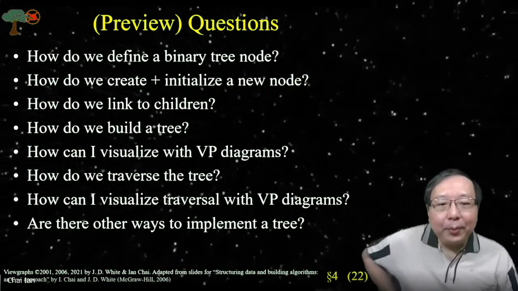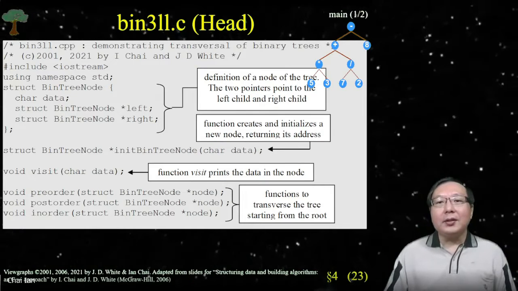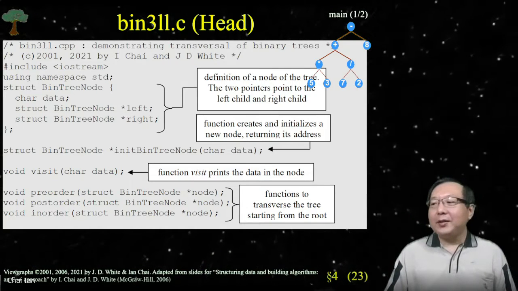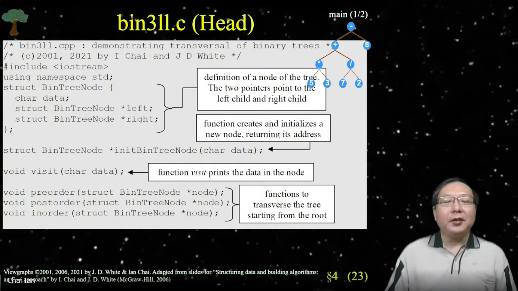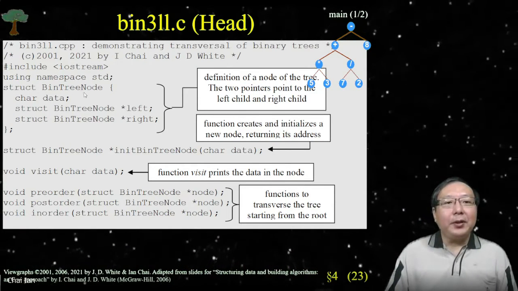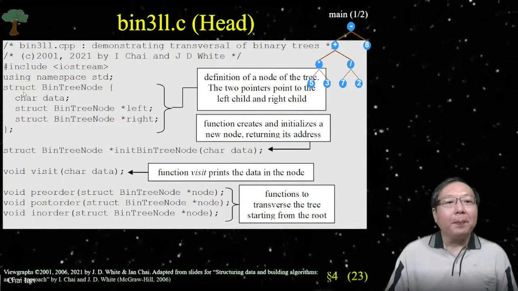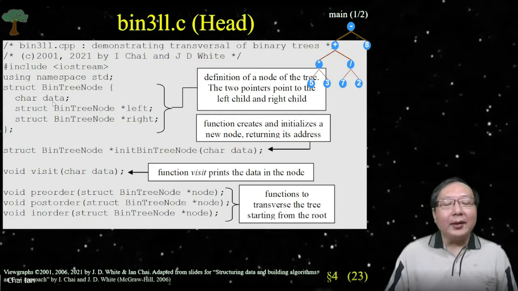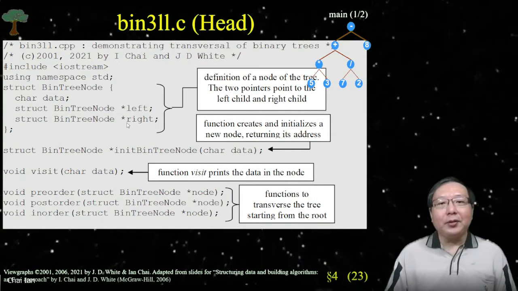And are there other ways to implement a tree? Okay, so here is the code for a linked list implementation of a binary tree. Here we're going to make this bin tree node, and it has a data which is just a character, and it has a pointer to the left and a pointer to the right.